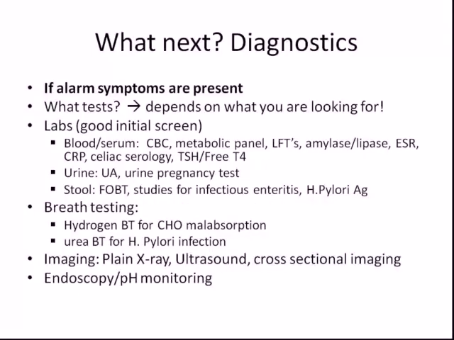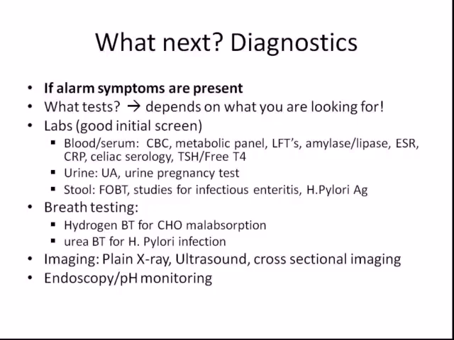So what if your patient does have alarm signs and symptoms? What test do you order? Well, as always, it depends on what you're looking for. Labs are a reasonable good screen. Blood and serum tests that I usually obtain in this setting are a complete blood count, a metabolic panel, liver function tests, amylase and lipase if indicated, inflammatory markers like ESR, CRP, celiac serology, and thyroid testing.